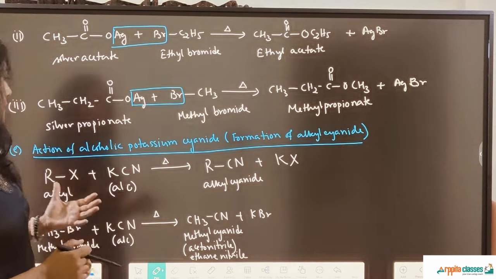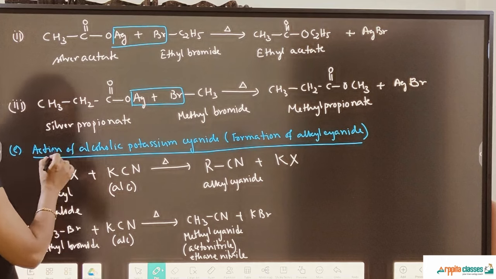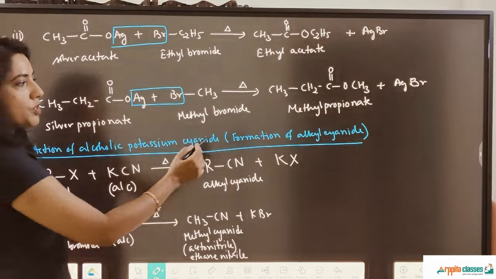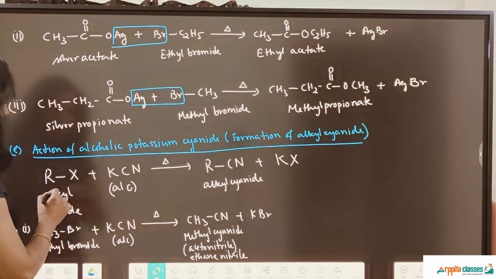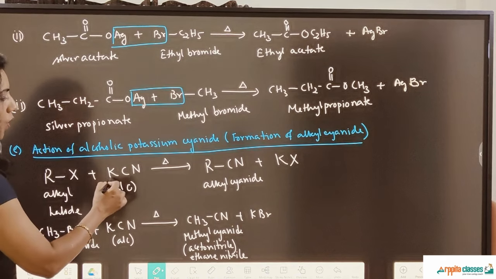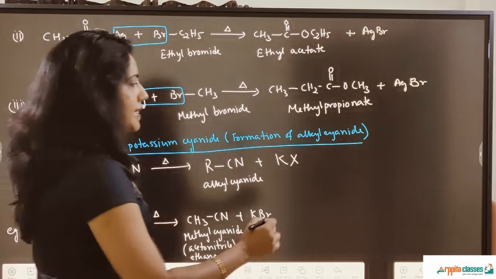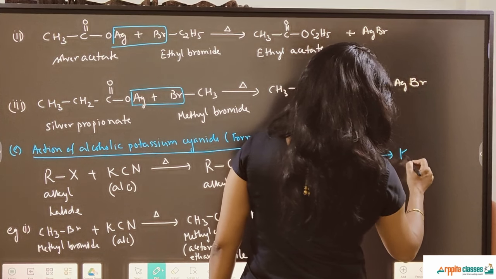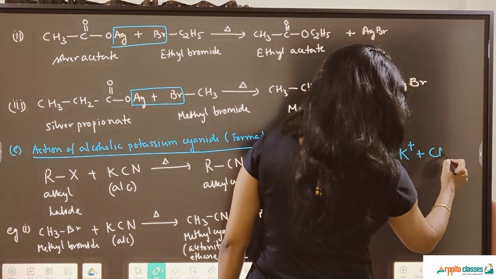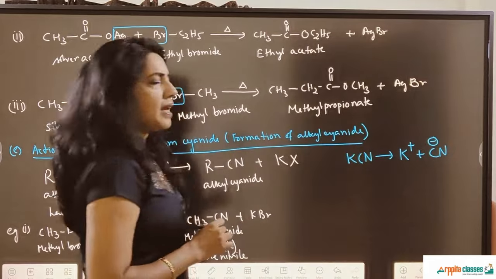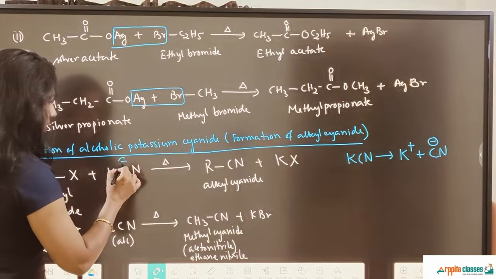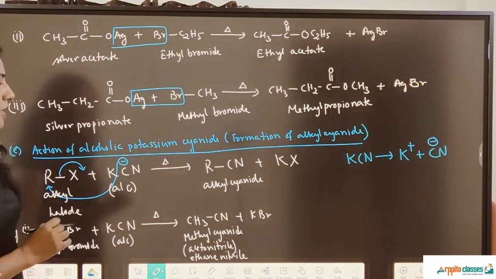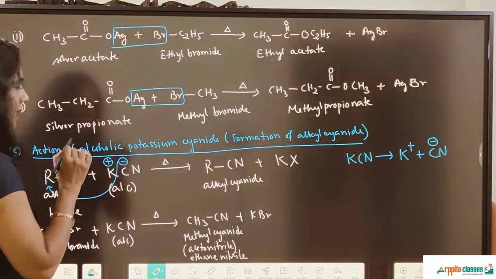Okay. So the next nucleophilic substitution reaction is with alcoholic potassium cyanide, and the formation of alkyl cyanide will take place. So this is your alkyl halide and this is alcoholic potassium cyanide. Now KCN is potassium cyanide, which is an ionic compound. So when you dissolve this into alcohol, it will give you K plus and CN minus. So CN minus is a nucleophile over here. The CN minus will attack this R and X will be liberated as X minus, which will further react with K plus to give you KX.